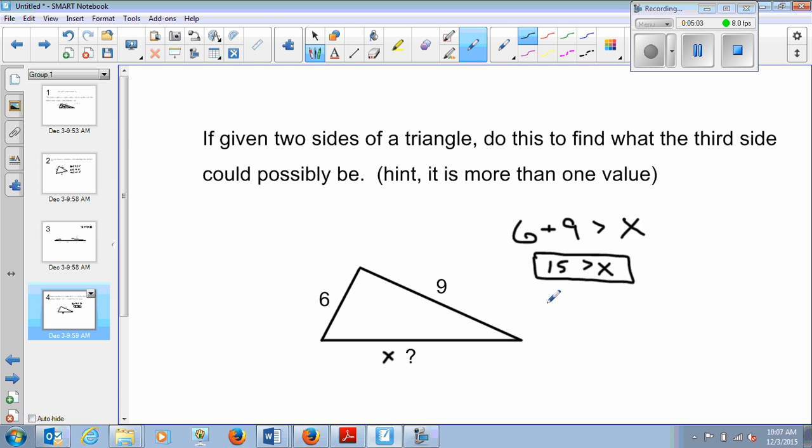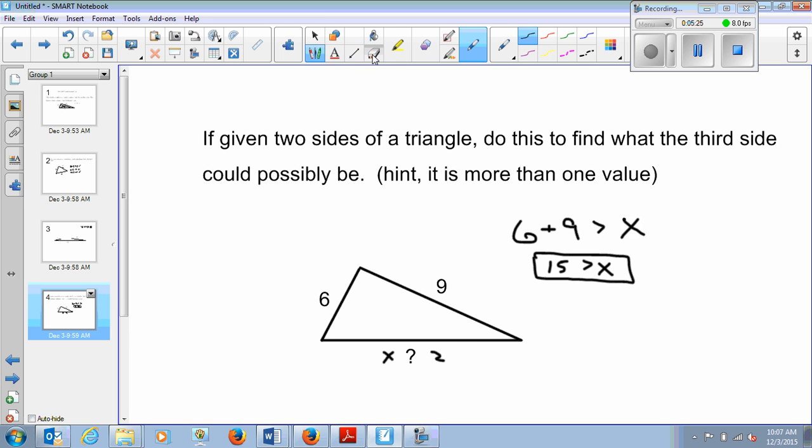But let's think about it. Could a side like a length of 2 work right here? If I put something like 2 there, well, is 2 plus 9 greater than 6? Yes. But is 2 plus 6 greater than 9? And the answer is no. So it can't be any number that's less than 15. How are we going to find that third one?